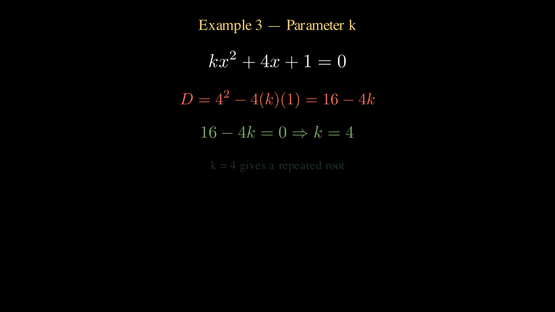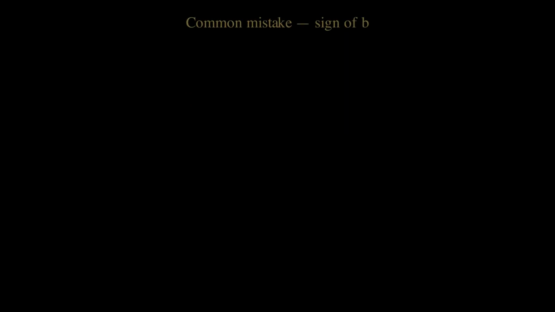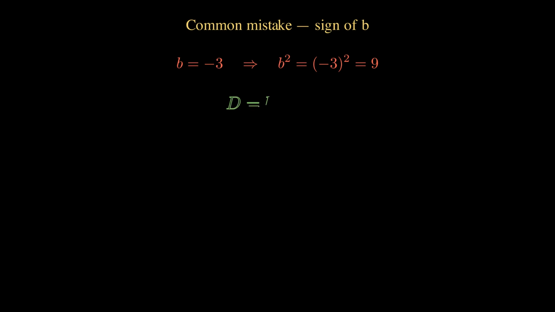Quick check. When k is 4, you get a perfect square trinomial in disguise. One repeated root. Common mistake: students mess up the sign of b when they square it, or they forget b includes its sign. If you see minus 3x, then b is negative 3, and b squared is positive 9, not negative 9. Another slip is swapping b squared and 4ac, or dropping the minus sign in the formula.